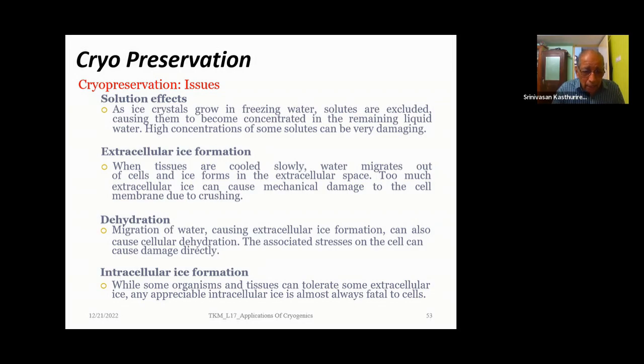Then there is the effect of dehydration, because migration of water causing extracellular ice formation can also lead to cellular dehydration. That is, from the cell, water is removed. So it dehydrates. The associated stresses on the cell can cause damage directly. What about intracellular ice formation? Some organisms or tissues can tolerate some extracellular ice, but any appreciable intracellular ice is always fatal to the cells. That is, ice formation within the cell is also not good. It's sometimes dangerous.